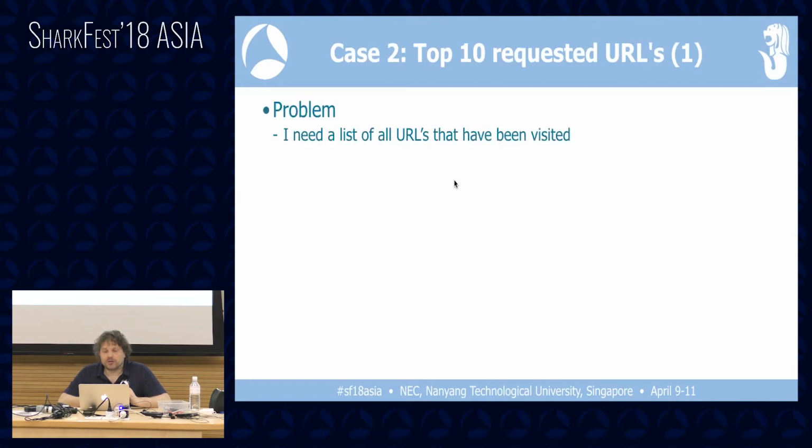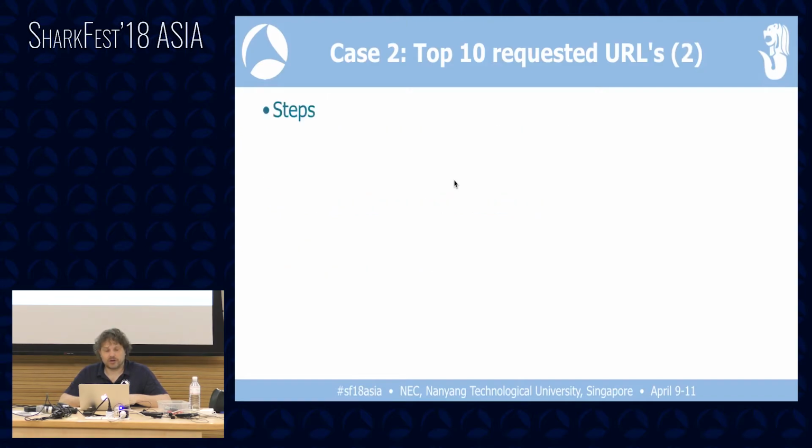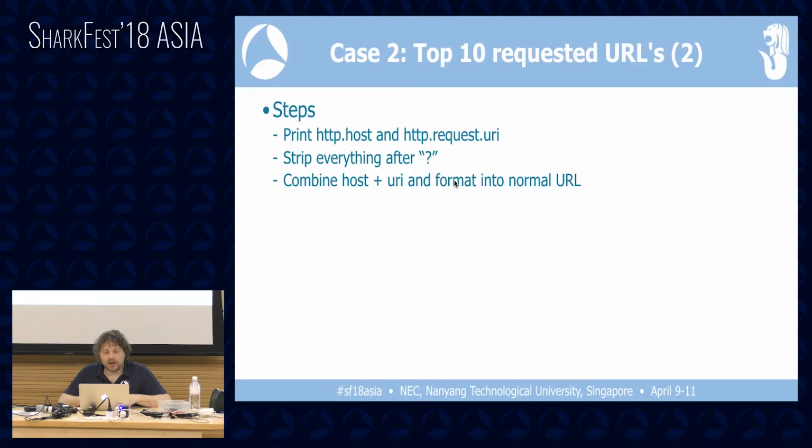So now I need to count the top 10 requested URLs. So first I need a list of URLs that have been visited, and I want to sort it and I want to count it, and the input again is a capture file. So the steps I'm going to take is print the host header and the request URI, and I need to remove everything after the question mark because those are the query strings. And I want to combine the host and the URI and form it into a normal URL.